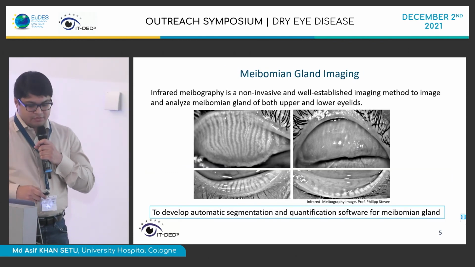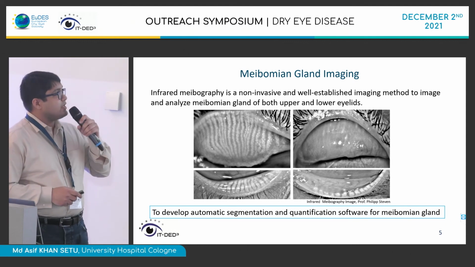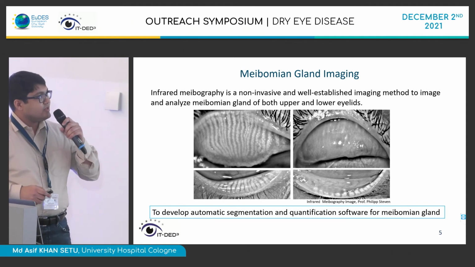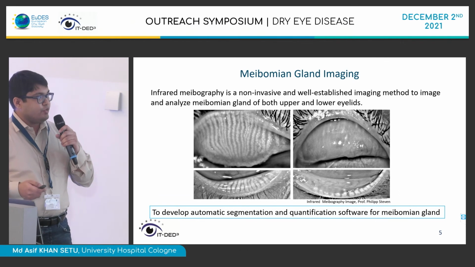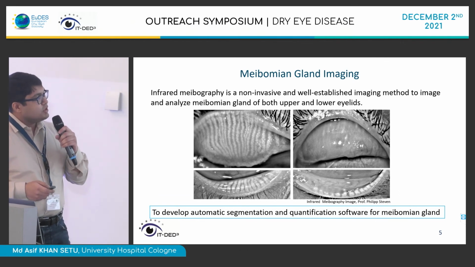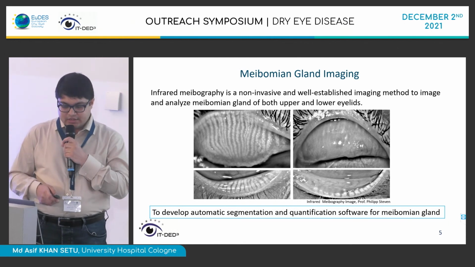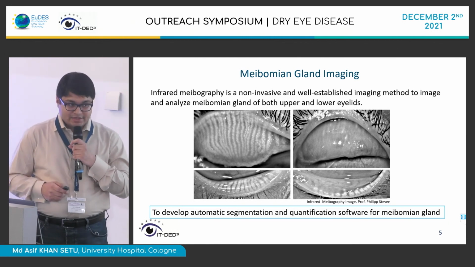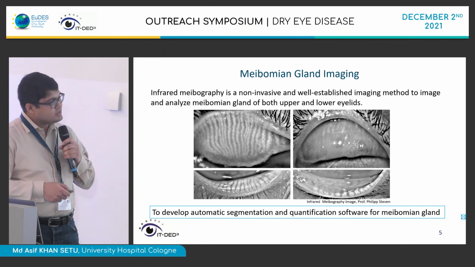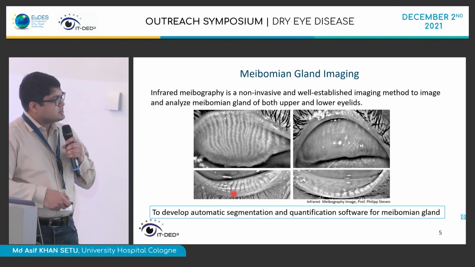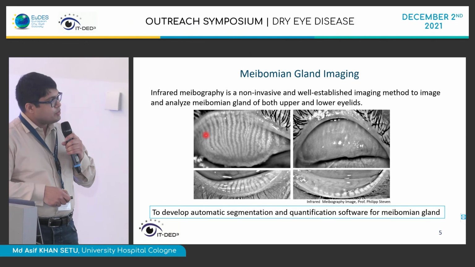For my first project, on Meibomian gland imaging: infrared meibography is a non-invasive and very well-established imaging method which is routinely used in clinics to image and analyze Meibomian glands for both upper and lower eyelids. From the example, you can see a healthy eyelid where all the Meibomian glands are present in both upper and lower eyelids.